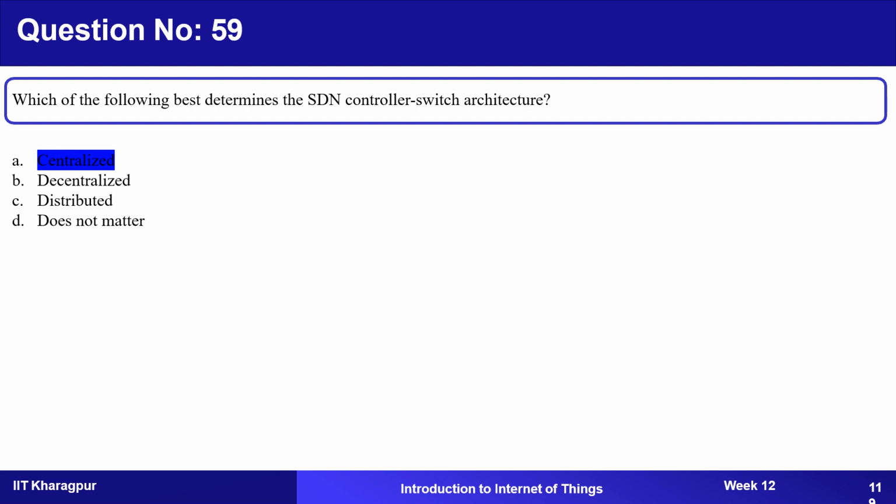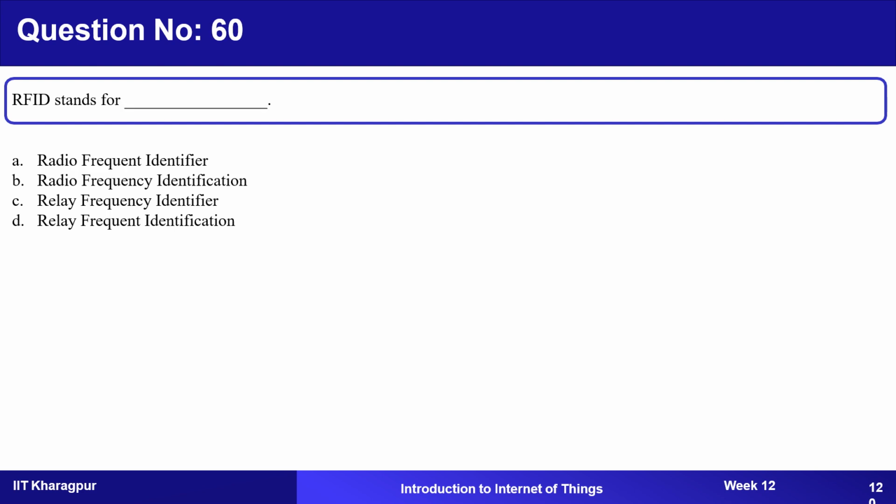Next question is, RFID stands for, options are radio frequent identifier, radio frequency identification, relay frequency identifier, relay frequent identification. Second. Radio frequency identification. Yeah, right. So B is the correct option.